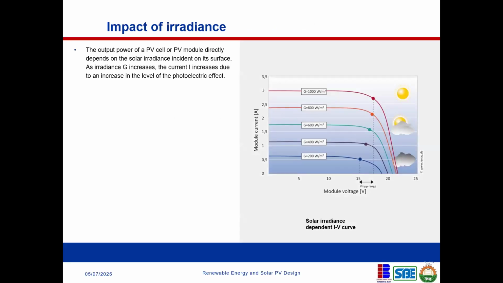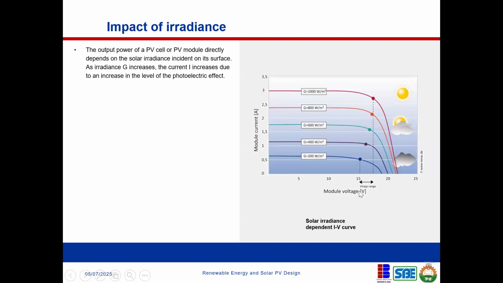Now let us look at the impact of irradiance. Remember when I told her that once the sun comes out, the voltage remains almost constant. I mean, it does not change so much. Irrespective of the intensity of the sun, as long as the sun comes out, the voltage is relatively steady.